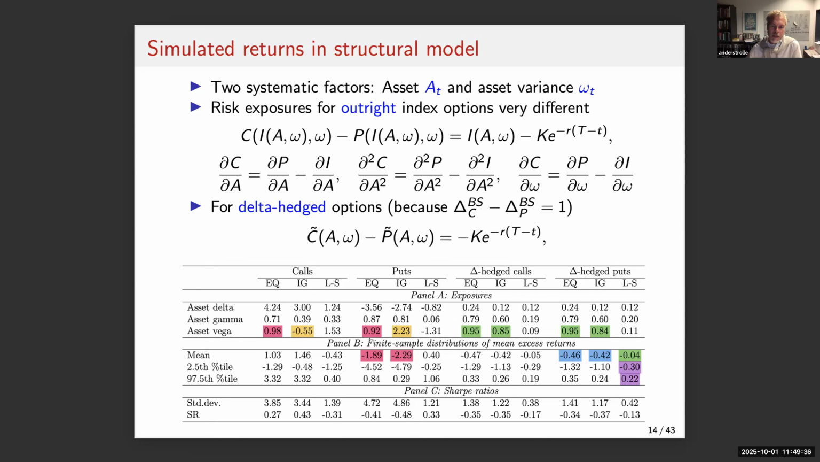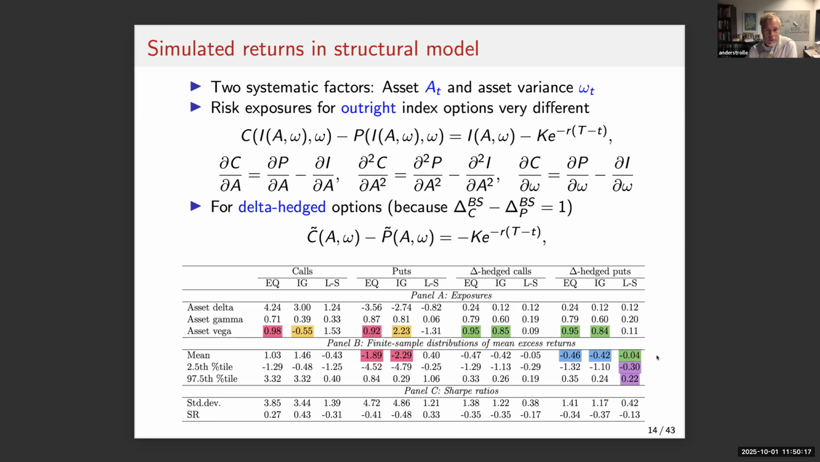We then also simulate the finite sample distributions of the average excess returns in samples that are similar to the ones that we will subsequently look at, around 10 years of daily data. And of course, the means of these distributions are very different for the outright options because their factor exposures are very different. But for the delta hedged options, they're actually very similar. So if we look at delta hedged puts, the means of the two finite sample distributions are very similar. And if we construct a long-short strategy, the mean is centered around 0.